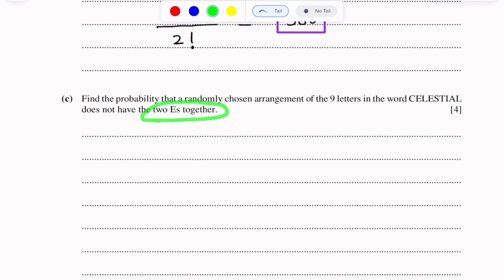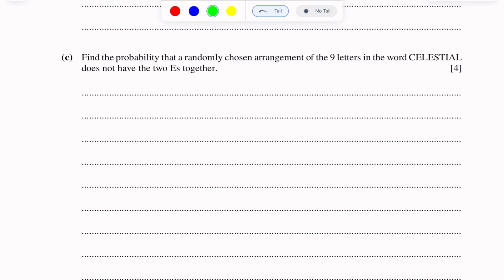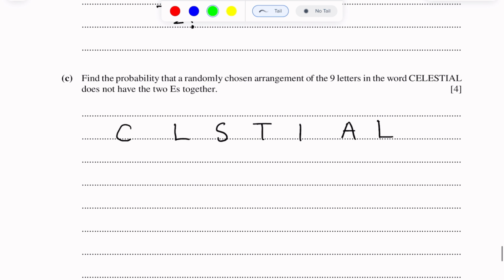Two E's are together. So first we write here the letters without E's. They are C, L, S, T, I, A, L. 1, 2, 3, 4, 5, 6, 7. Now these letters are without E's.